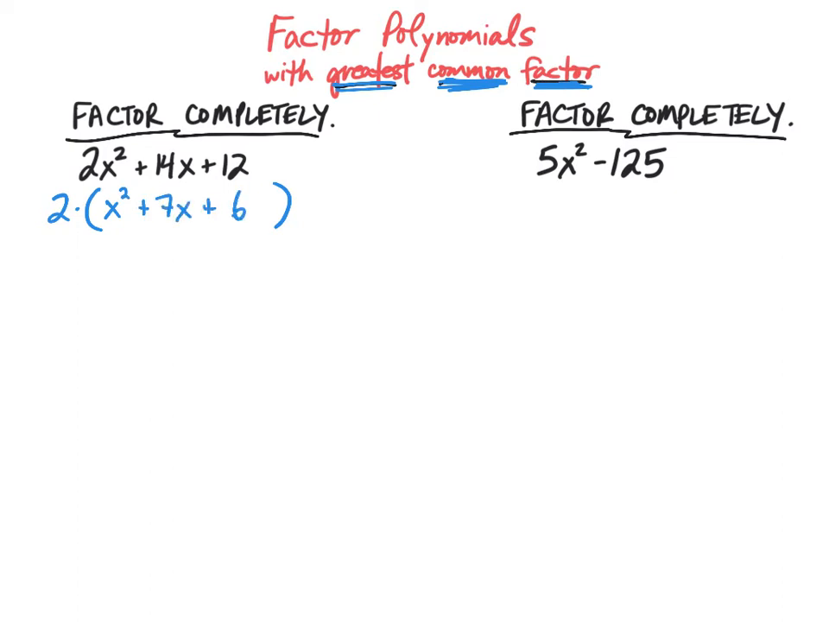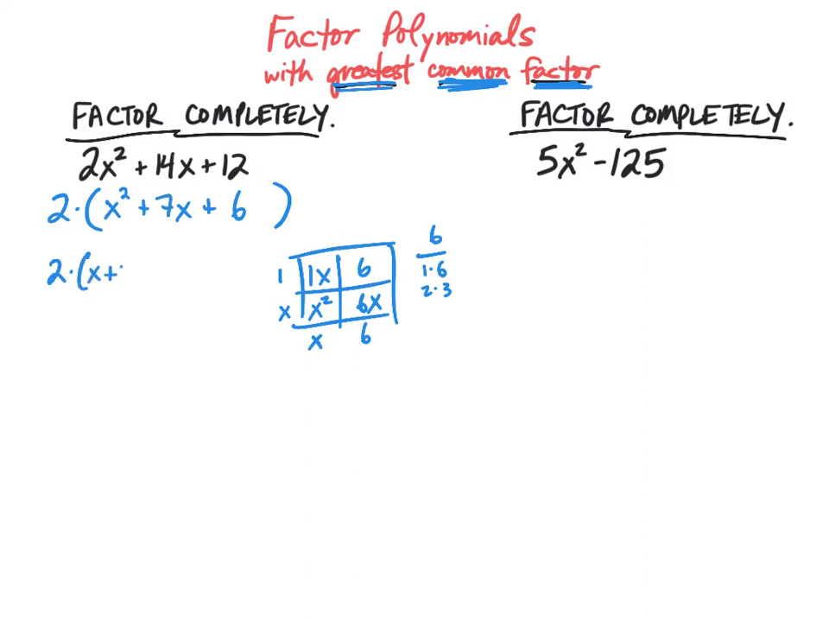Now that I do that, it might make the box method way easier when I deal with just an x squared and just a 6, right? X squared is automatically x times x. What are some factors of 6 that get you to 7? That's the 1x and the 6x get you to 7x. So there's my 1, there's my 6. So my answer is 2 times x plus 1 times x plus 6.